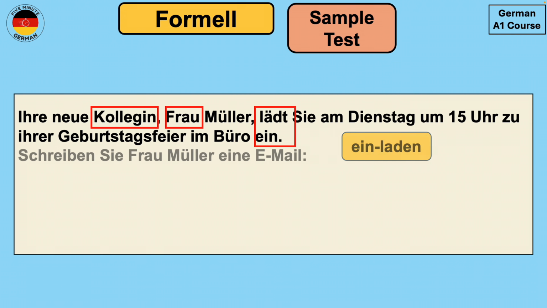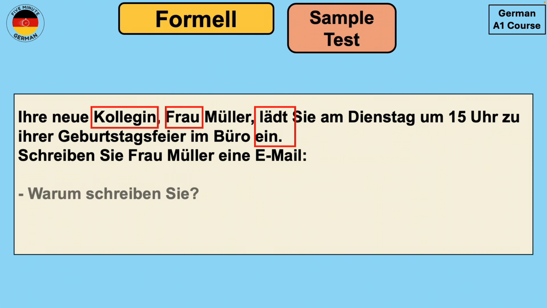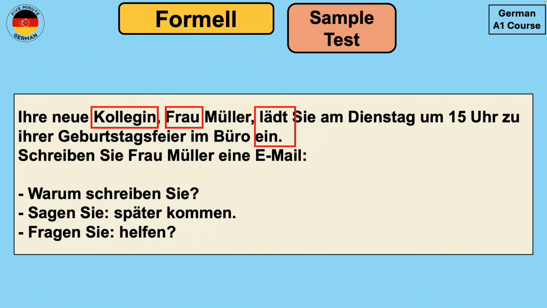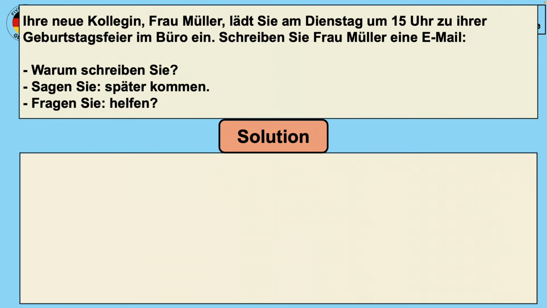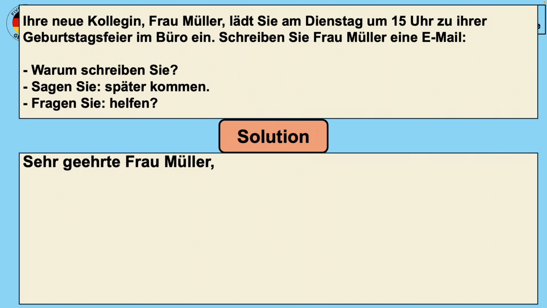The next part is Schreiben Sie Frau Müller eine E-Mail. So you have to write an email to Frau Müller. And in the email you have to write, Warum schreiben Sie? Why are you writing? Sagen Sie, später kommen. You have to tell her that you will come later. And fragen Sie, helfen. You have to ask if she needs help. So let's write this email. Since we are writing a formal email to a female, so we will start by saying Sehr geehrte Frau Müller, dear Miss Müller.